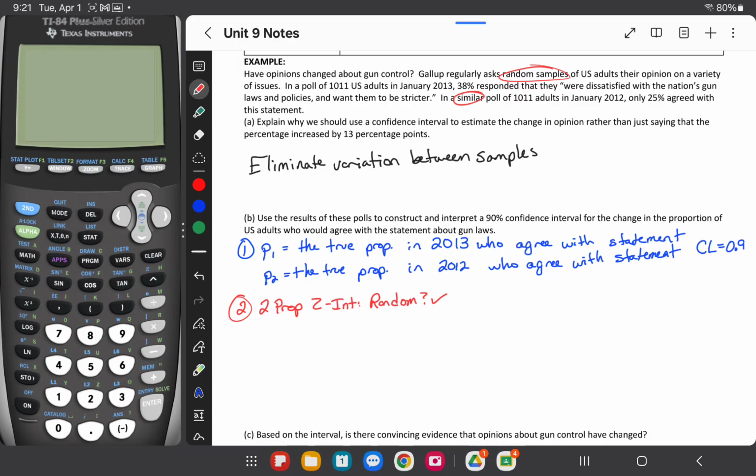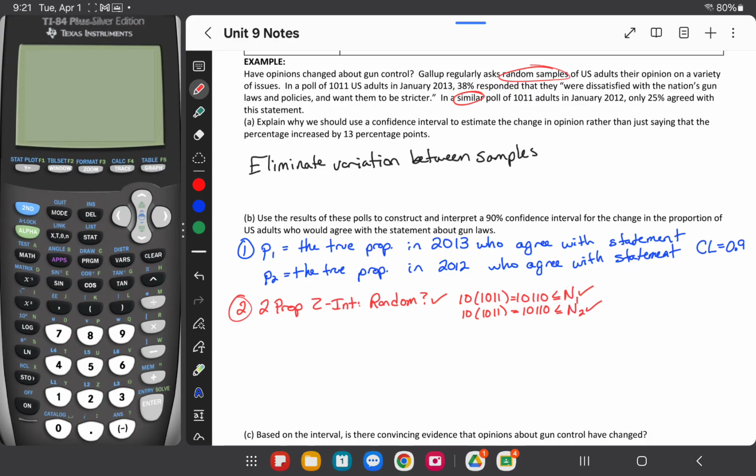Next, we'll check 10% conditions. So take 10 multiplied by 1,011, which is 10,110. Is it reasonable to assume they could have asked that many adults or more? And I would say yes. Here's the kicker: even though it's the exact same number, we still have to write it again. And it would probably be best to use some notation here to distinguish these.